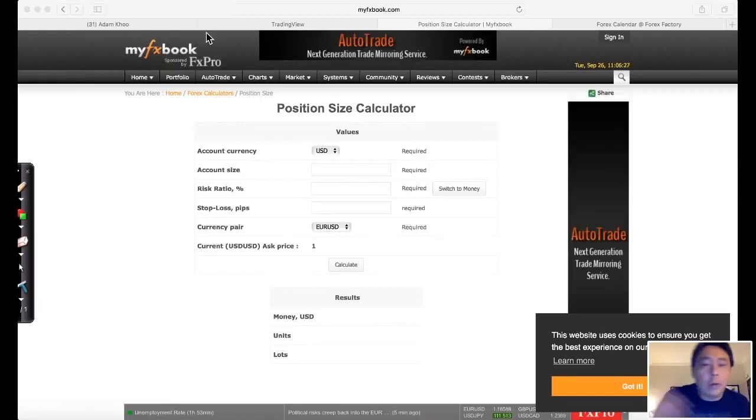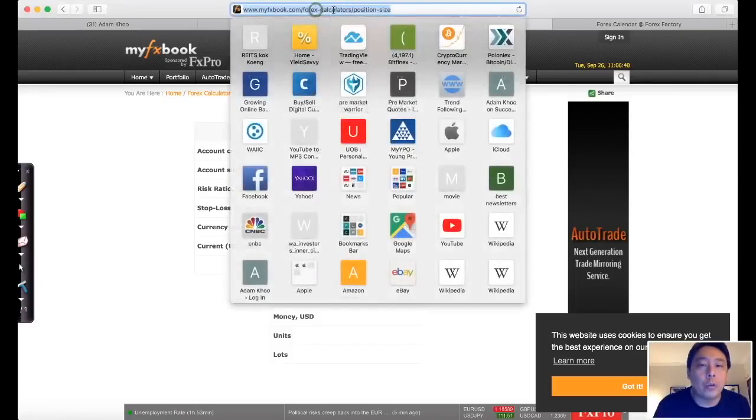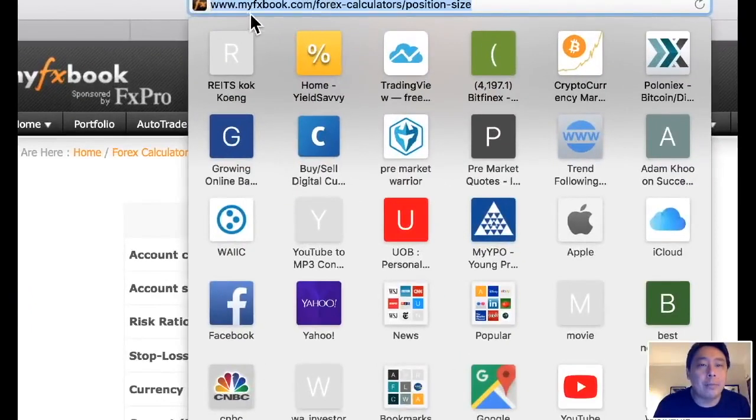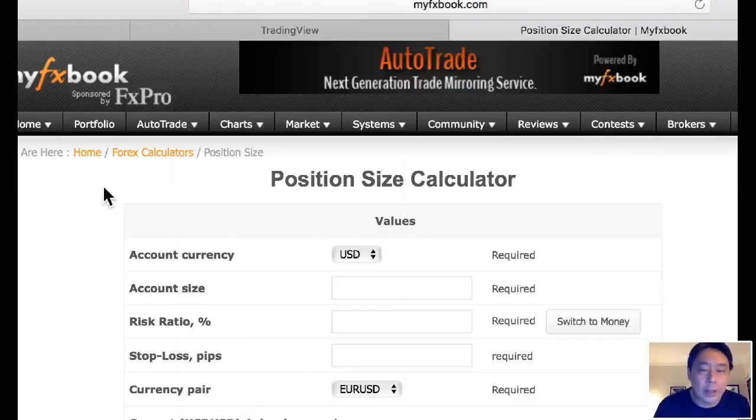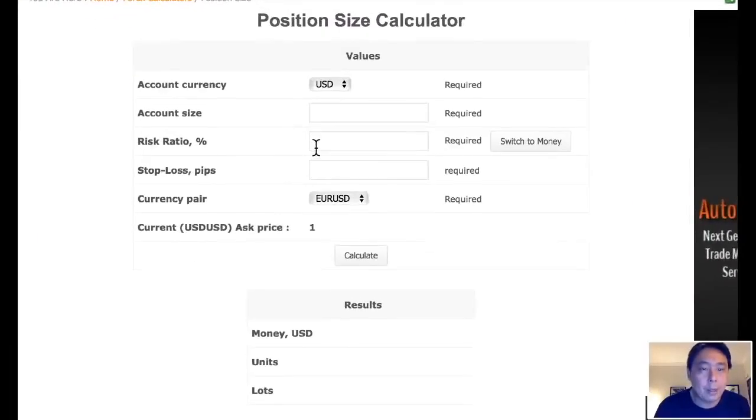Alright, this is just one of the many position sizing calculators that you can use when calculating your position size. I tend to use the one that I downloaded on my phone app, but I'll show you the one on one of the websites. If you go to myfxbook.com, forex calculators, position size, or just do a Google search for forex calculators position sizing, you get something like that.